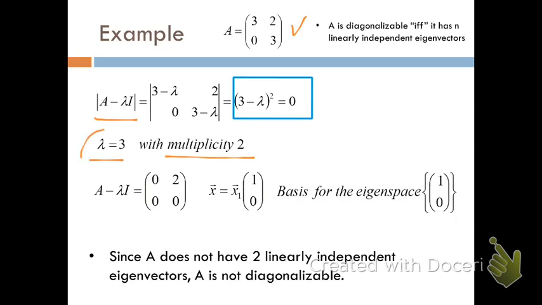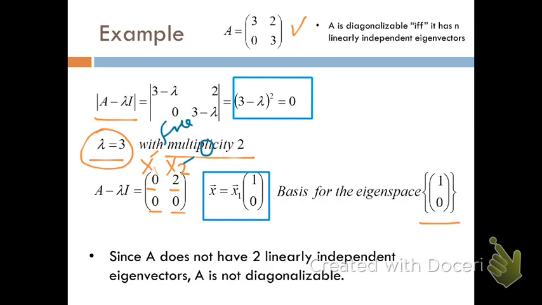With lambda equal to 3, we can do A minus lambda I. We get this matrix here, 0, 2, 0, 0. We have our x1 and our x2, and we clearly see that x1 is free, and x2 will equal 0. Therefore, we get x equal to x1 times the vector 1, 0. So a basis for our eigenspace would be 1, 0.